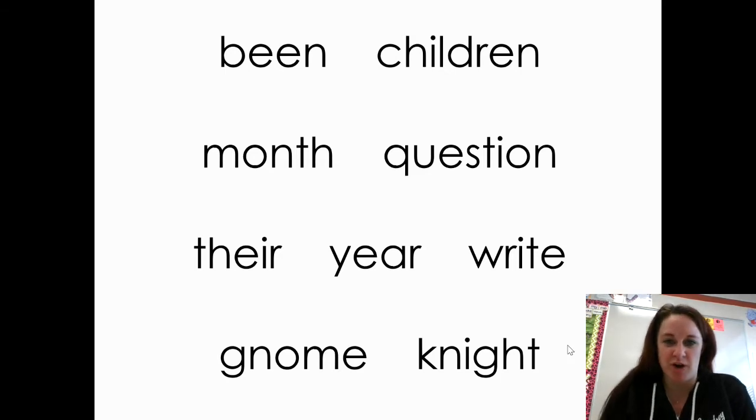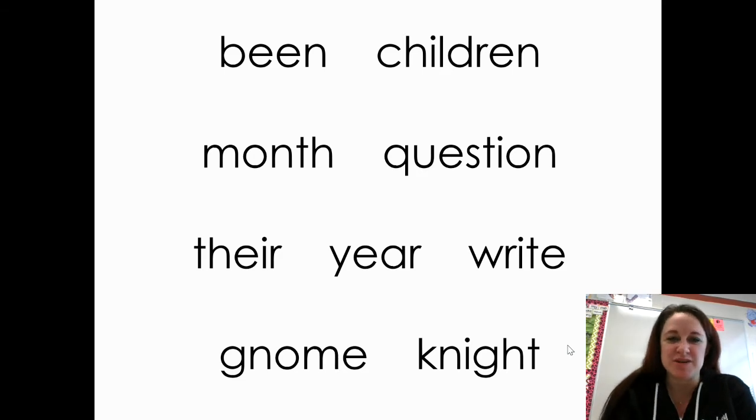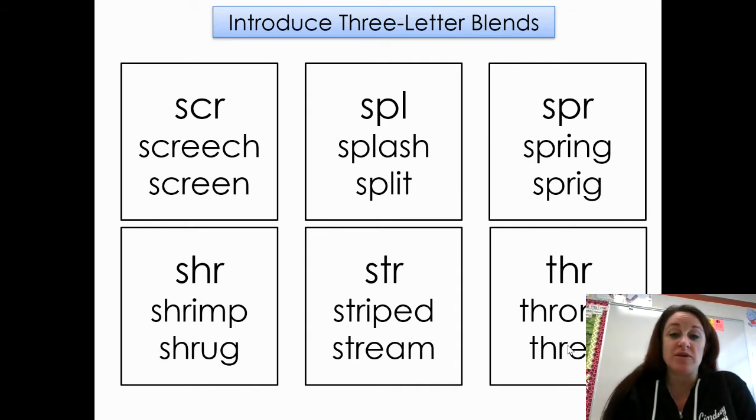Here are some words that we have been reading last week. So let's go ahead and start. We're going to go from top to bottom, and from left to right, reading those words. Ready? Starting at the top. Bean, children, month, question, there, year, right, gnome, night. Good reading, friends.